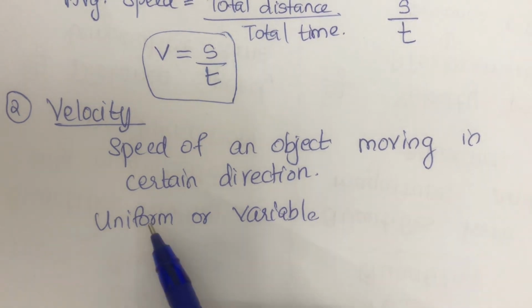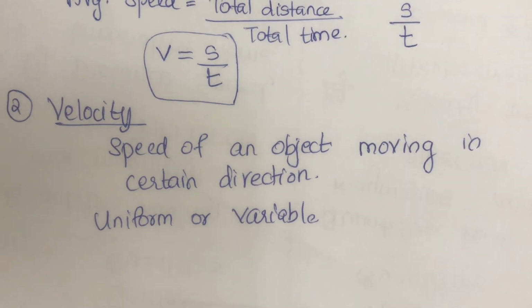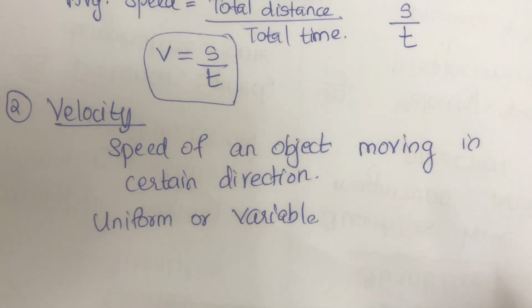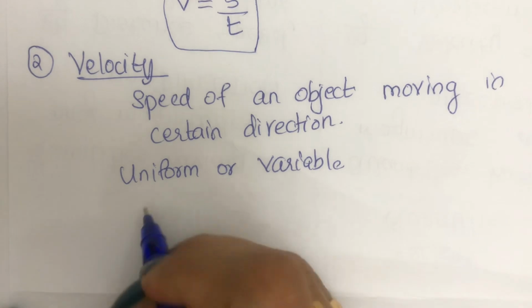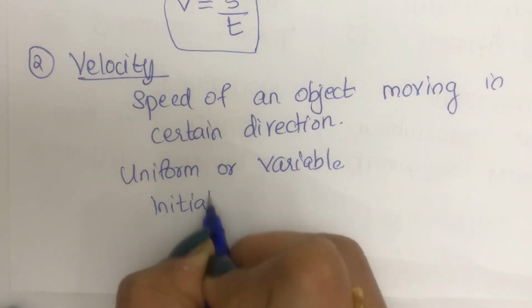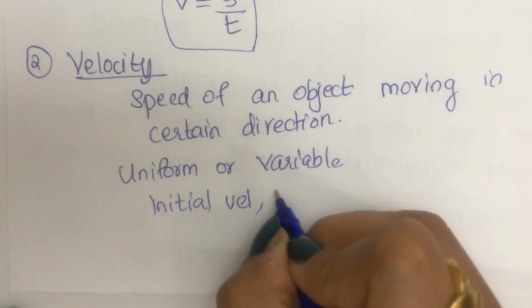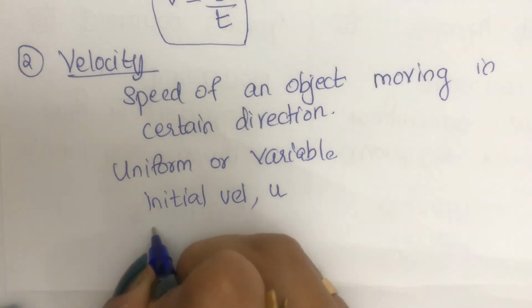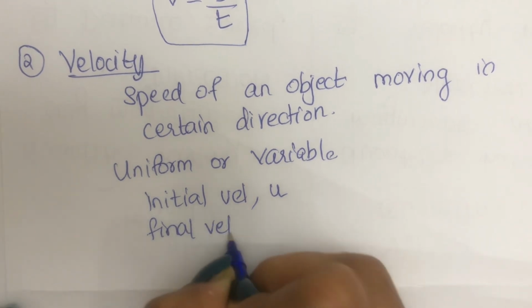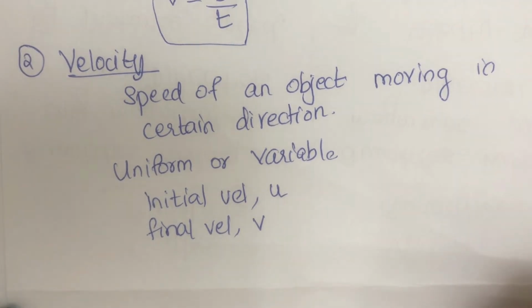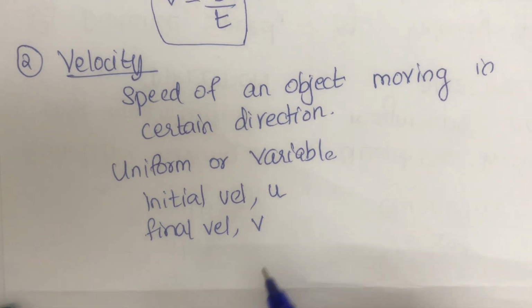Velocity is what? A vector quantity. The speed of an object moving in a certain direction, that is velocity. It can be uniform or variable. Consider if it is uniform. Then you have the initial velocity of an object and also the final velocity of an object. So what is the average velocity there? The initial velocity we will denote as U from now onwards, and the final velocity we will mention as V.